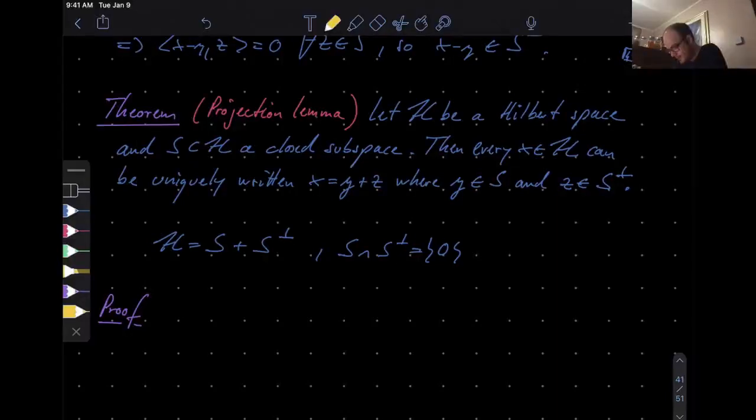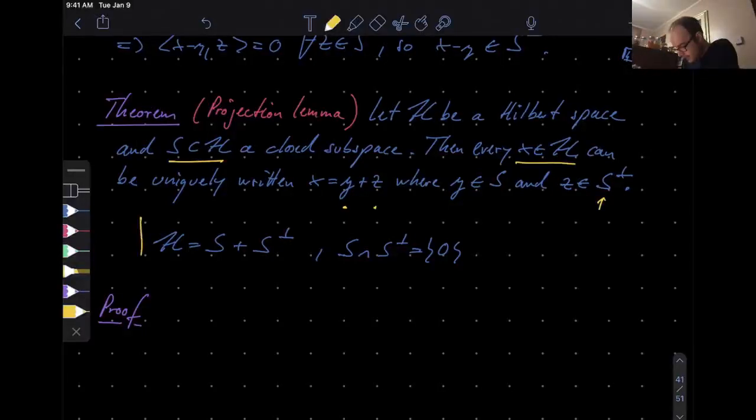So H a Hilbert space, S a closed subspace. Then you can, well, that's why it's sometimes called decomposition theorem, because you can decompose a given X into two parts, a part Y and a part Z, where Y comes from the closed subspace and Z is in the orthogonal complement. Remember the orthogonal complement we defined last time is the set of all vectors that are orthogonal to everything in S.